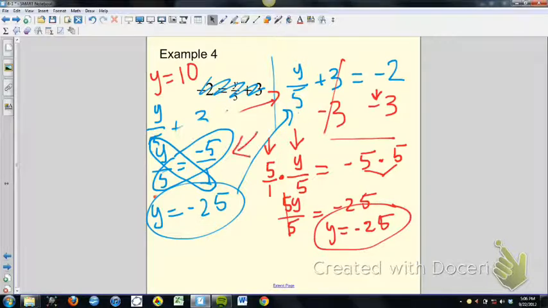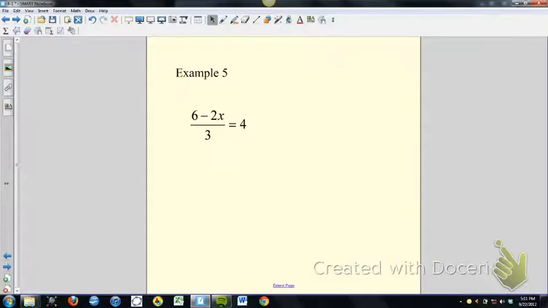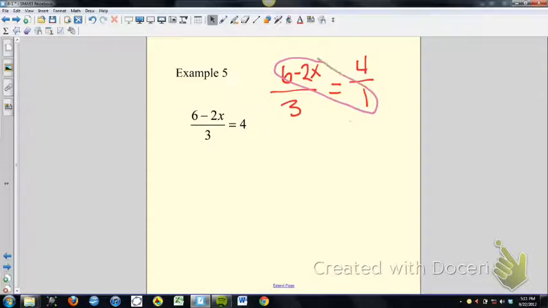So whether you make it into a proportion or whether you multiply by the reciprocal, or multiply by something to get rid of the denominator here, those are both acceptable strategies. Okay, the next example uses a strategy that we just showed, which is making it into a proportion. So you have a fraction on the left-hand side. Let's make a fraction on the right-hand side. Then we can use cross products. So 6 minus 2x times 1 is 6 minus 2x, and 4 times 3 is 12.